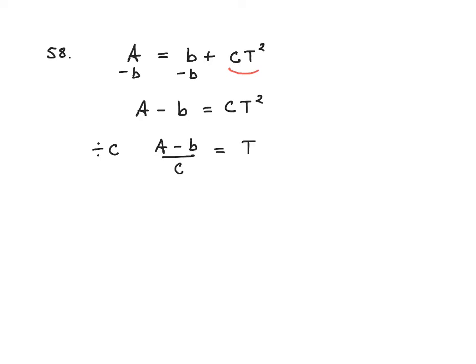Now, how do I get rid of the square? I take the square root of both sides. So the square root of a minus b over c equals t. And I could turn it round so that t is at the front of the line.